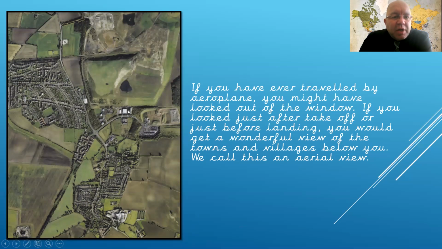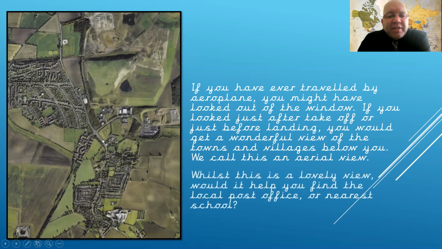Okay. We can see larger buildings here, possibly factories or farm buildings. We can see the roads. We can even see a little roundabout there. Okay, so looking down, we can see quite a lot. We can get a lot of information from this image. But as far as finding places, I don't know how useful it really is, because it is a lovely view, but would that view help you find the local post office? Would it help you find the nearest school? I don't think it really would. So we're going to need a map for that.